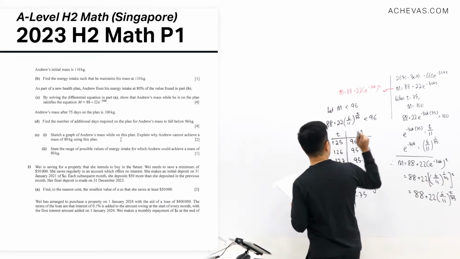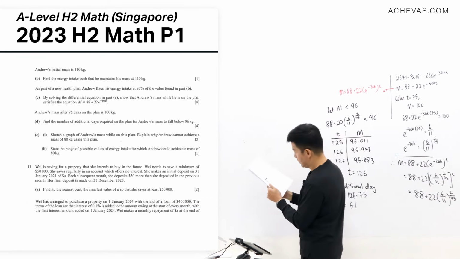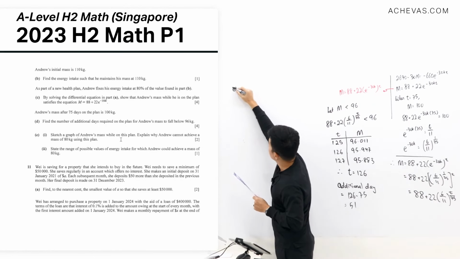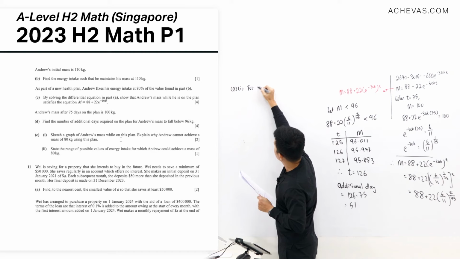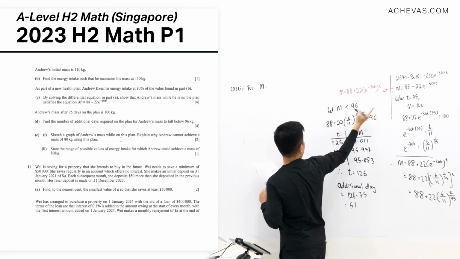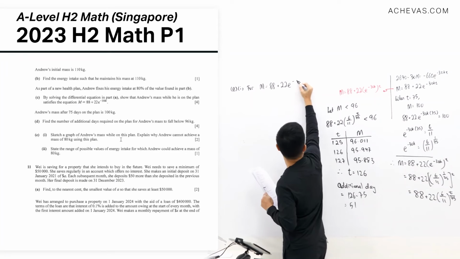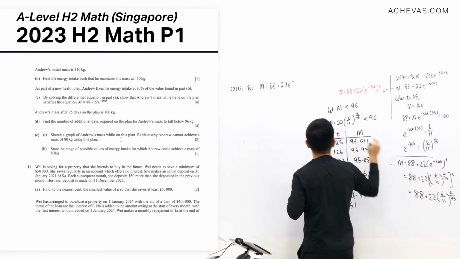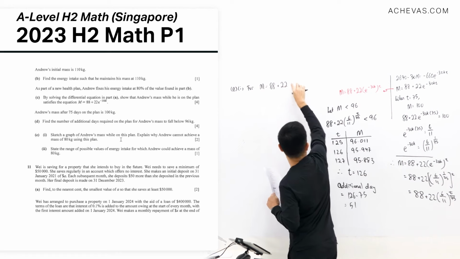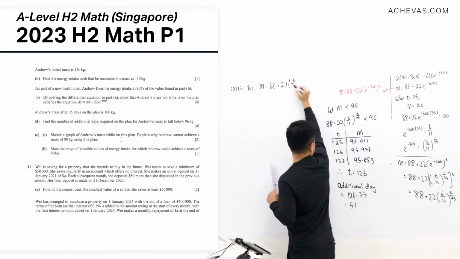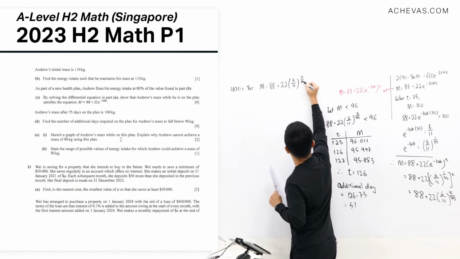So using this plan, we're going to be sketching that. Sketching for part 1, sketching for m to be equal to 88 plus 22 e to the power of, actually I'm going to remove this and replace it by this: 6 over 11, then t over 75.